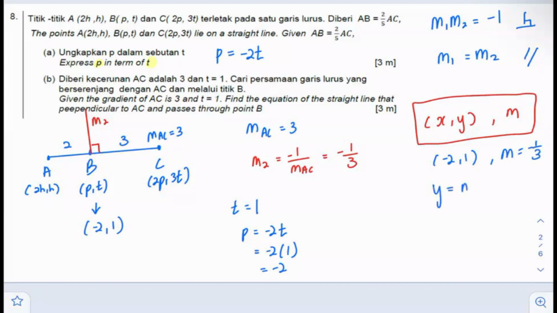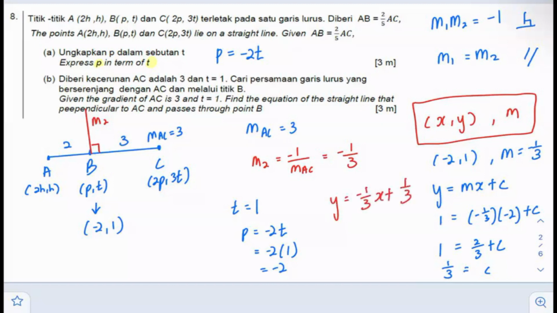So y equals mx plus c, this is the equation for a straight line. Put in all the components we have: 1 equals m, which is -1/3, multiplied with -2, which is the x, plus c. So 1 equals 2/3 plus c. So your c will be 1/3. With c equal to 1/3 and m equal to -1/3, we can form the final equation: y equals mx plus c. So this will be your final answer.